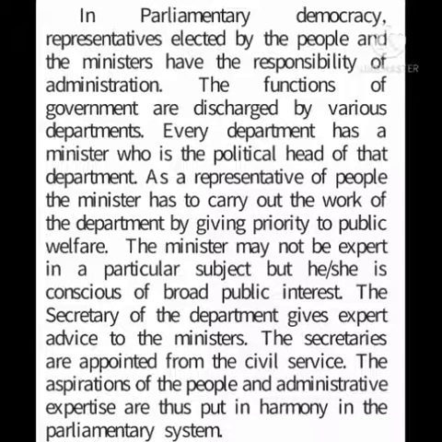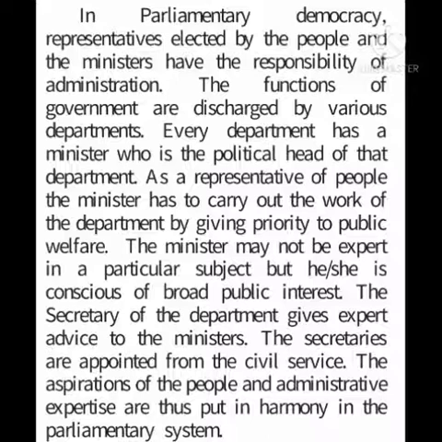Therefore, the ministers are divided into various departments like Finance Department, Education Department, Agriculture Department, Railway Department, Health Department, Transport Department, etc. Every department has a minister who is the political head of that department. It is not necessary that the ministers are experts in that particular subject or department, but he or she works keeping in mind the broad public interest, means according to the requirement of the public, and every department has a secretary who gives expert advice to the minister. These secretaries are appointed from the civil services.